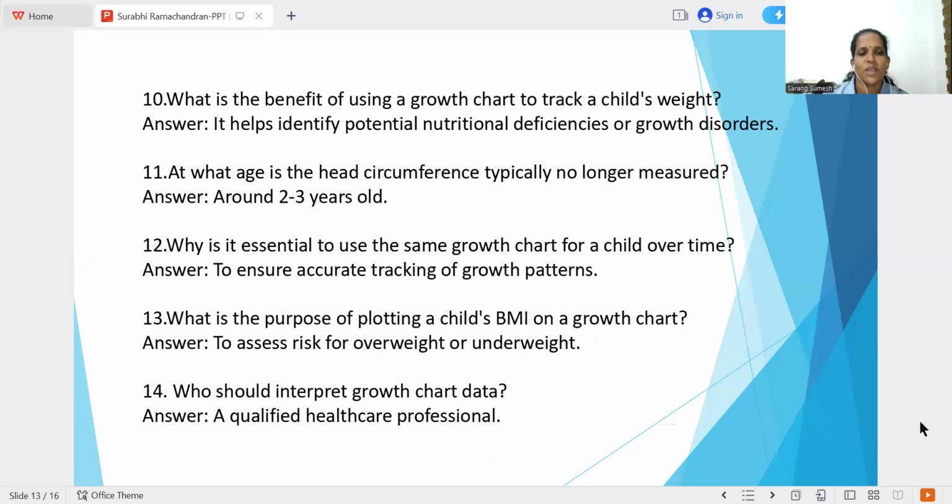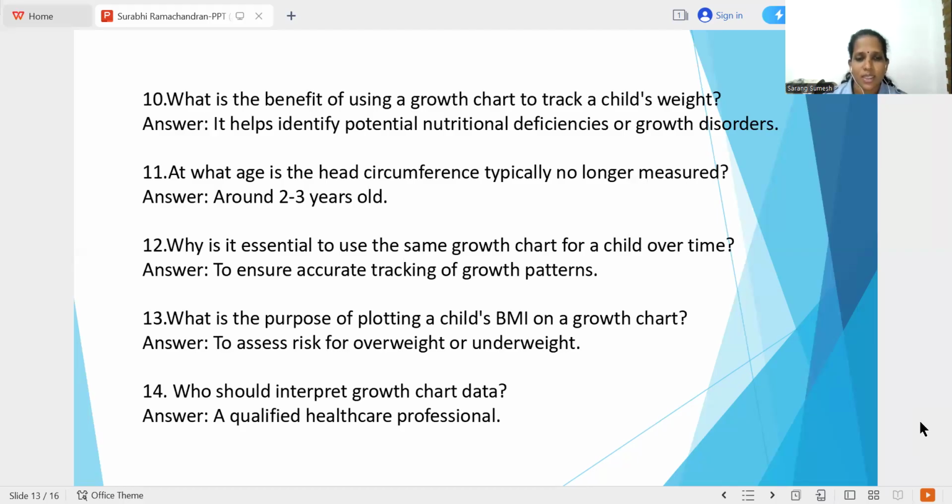The next question, what is the benefit of using a growth chart to track a child's weight? It helps identify potential nutritional deficiencies or growth disorders. As we already told earlier, while seeing the growth chart, we can make out whether the child is malnourished or not. The benefit of using a growth chart is to help identify potential nutritional deficiencies or growth disorders.